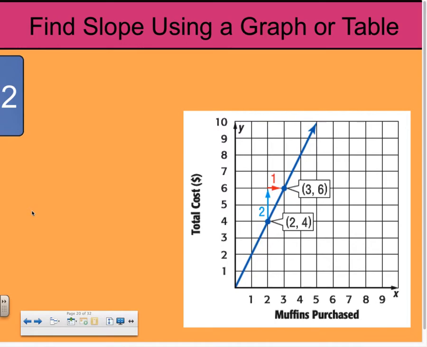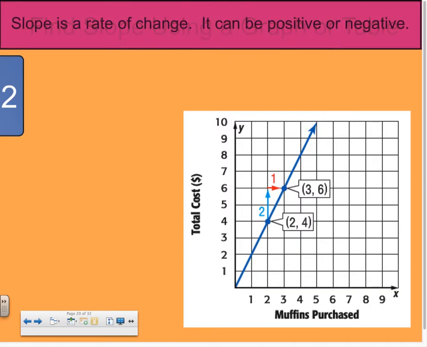Sometimes they say, hey, it's the rise. Sometimes they'll say something like horizontal change. So we were done with that. We want to remember that slope is a rate of change, okay? We're trying to find a rate of change, so it's going to be very similar to finding the constant rate of change. It is also important to remember that a slope can be positive or negative.